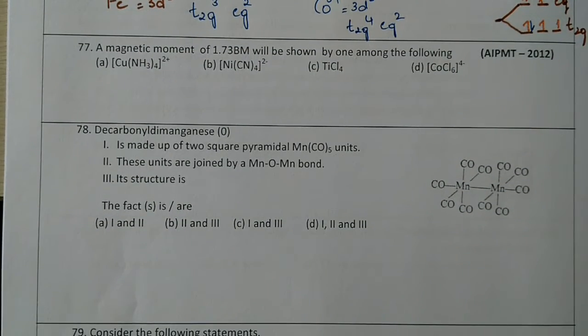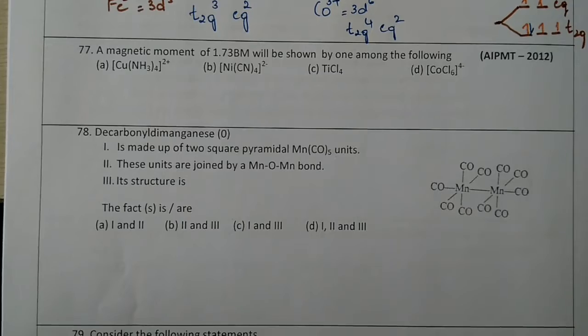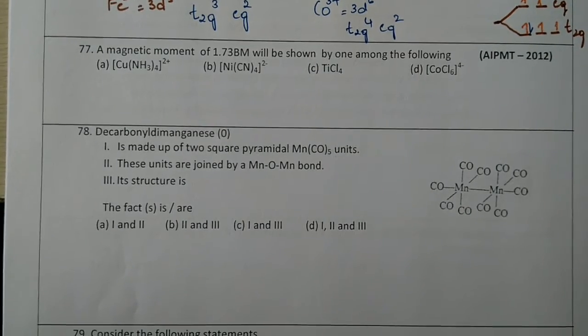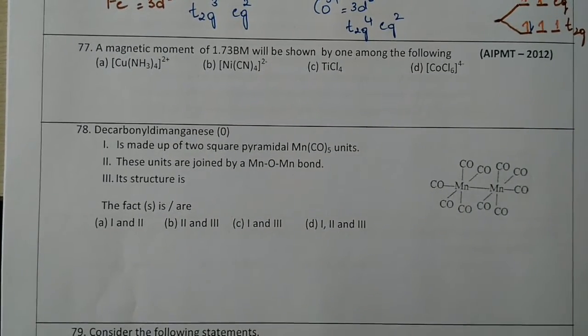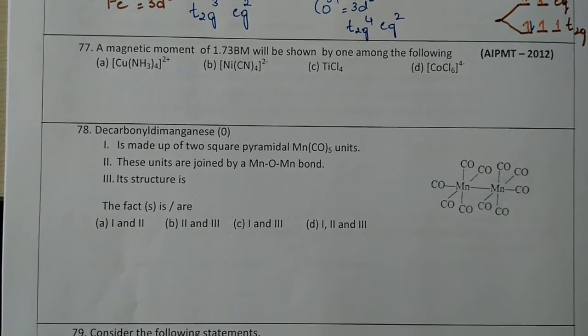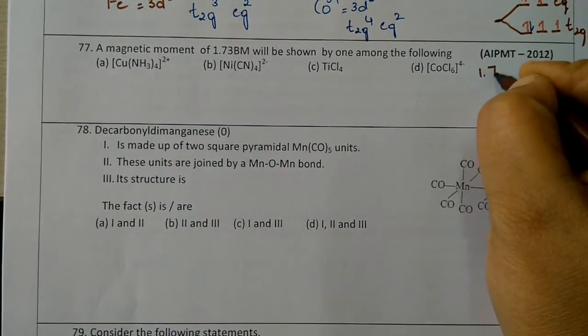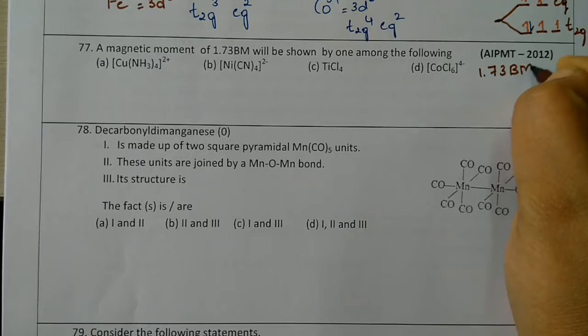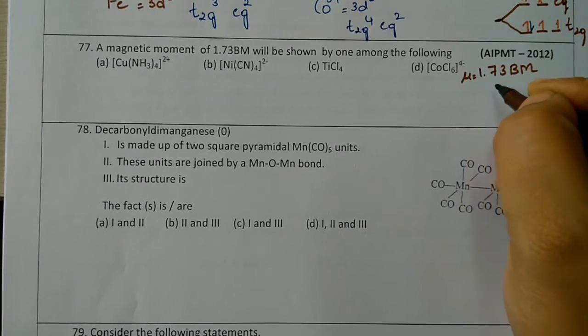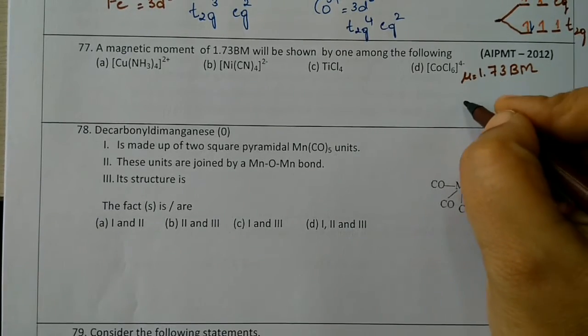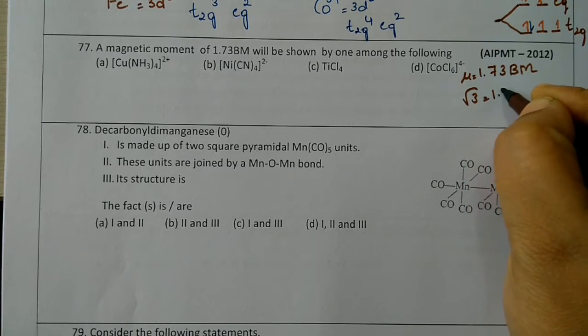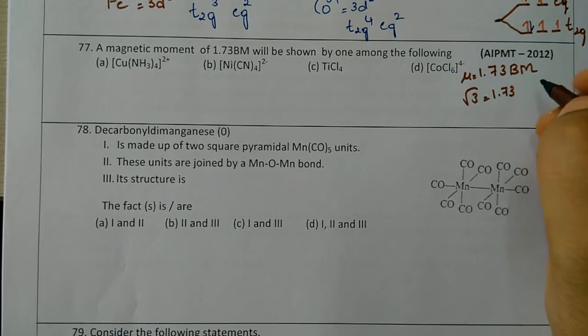Next question: magnetic moment of 1.73 Bohr magneton will be shown by one among the following. So we need to find out which complex has this magnetic moment. If the mu value is 1.73 Bohr magneton, then 1.73 is nothing but root 3. Okay, so root 3 is 1.73. That means the n value should be 1.